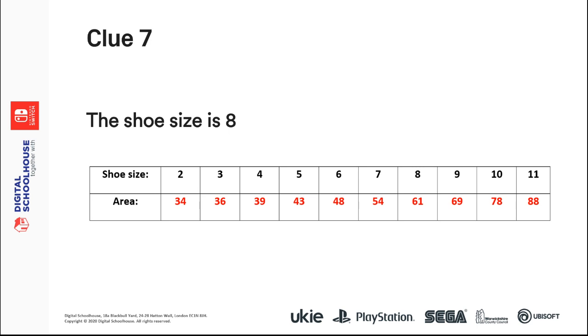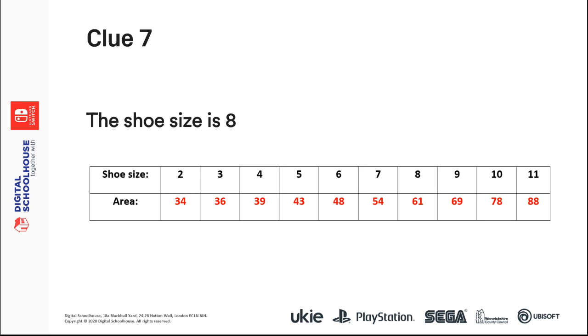So 34, 36, 39, 43, 48, 54, 61, 69, 78 and 88. And the way that worked was a pattern. So the amount of numbers between each one went up by 1 each time. So between 34 and 36, there was 2. Between 36 and 39, there was 3. Between 39 and 43, there was 4, and so on and so forth. And it went up by 1 each time. And that was all of the clues.